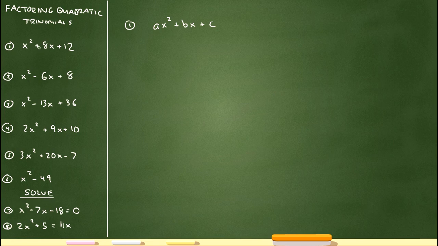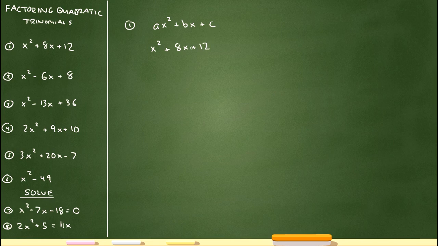Now, number 1 here certainly fits the bill of a quadratic trinomial, right? We have x squared plus 8x plus 12. This is written in something called descending order, where your highest degree variable is written first, followed by your second highest degree variable, and then we have our constant term on the end. In this case, our a would be the coefficient 1, b is the coefficient of x, which is 8, and c is our constant 12.